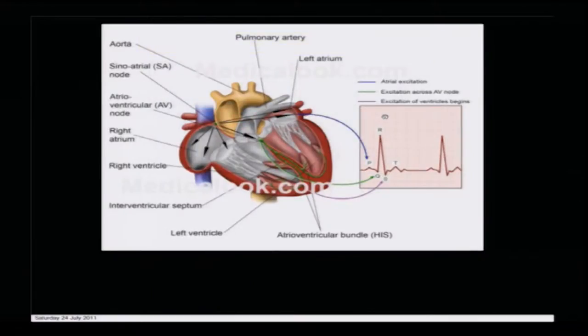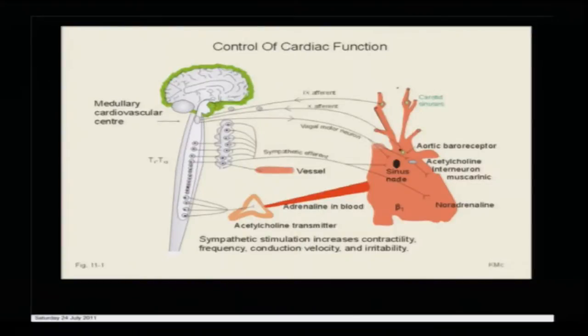So, coming to the different parts of it: atrial excitation which is taking place, the locations, excitation across the AV node, and excitation of the ventricle begins. There are different ways I am giving you this, so that it helps you appreciate it far better.